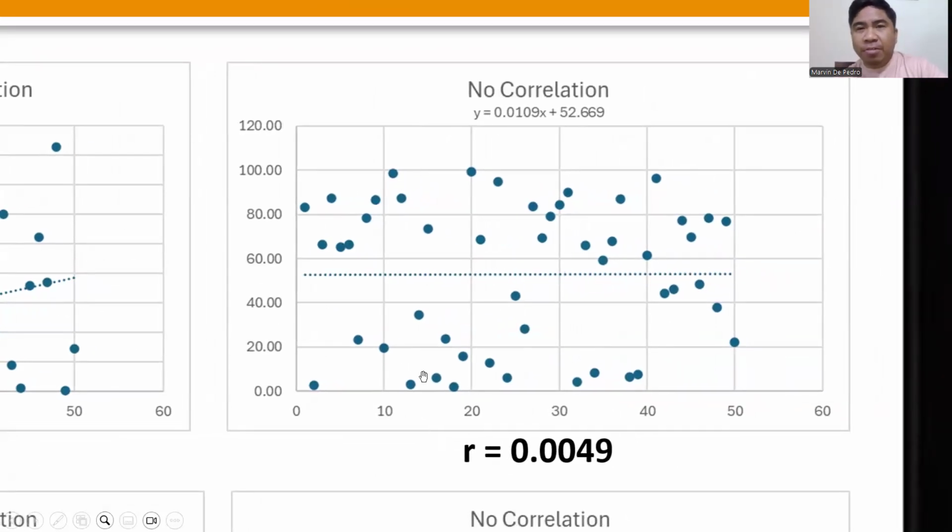So as you can see, there's no pattern that we can get. Most likely, it's a horizontal line. So just a plain horizontal line as our trend line. And then as you can see, many of the points are too far from this line. Right? That's why R is approaching zero. It's 0.0049, a very low value of R. So that means it has no correlation.